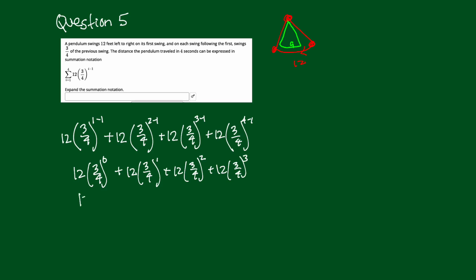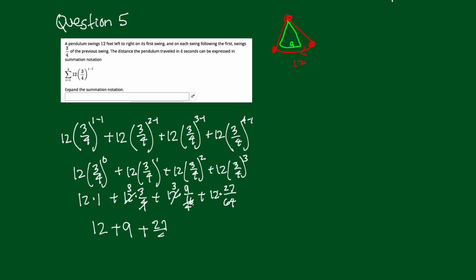All right, let's expand. This is 12 times 1, plus 12 times 3/4 to the first, which is 3/4, plus 12 times 9/16, plus 12 times, all right, 3 cubed is 27, 4 cubed is 64. This will give us 12, plus 4 into 12 is 3, so 3 times 3 is 9, plus, now, 12 and 16, 4 will go into each one of those. So 4 will go into 12 3 times, 4 will go into 16 4 times.